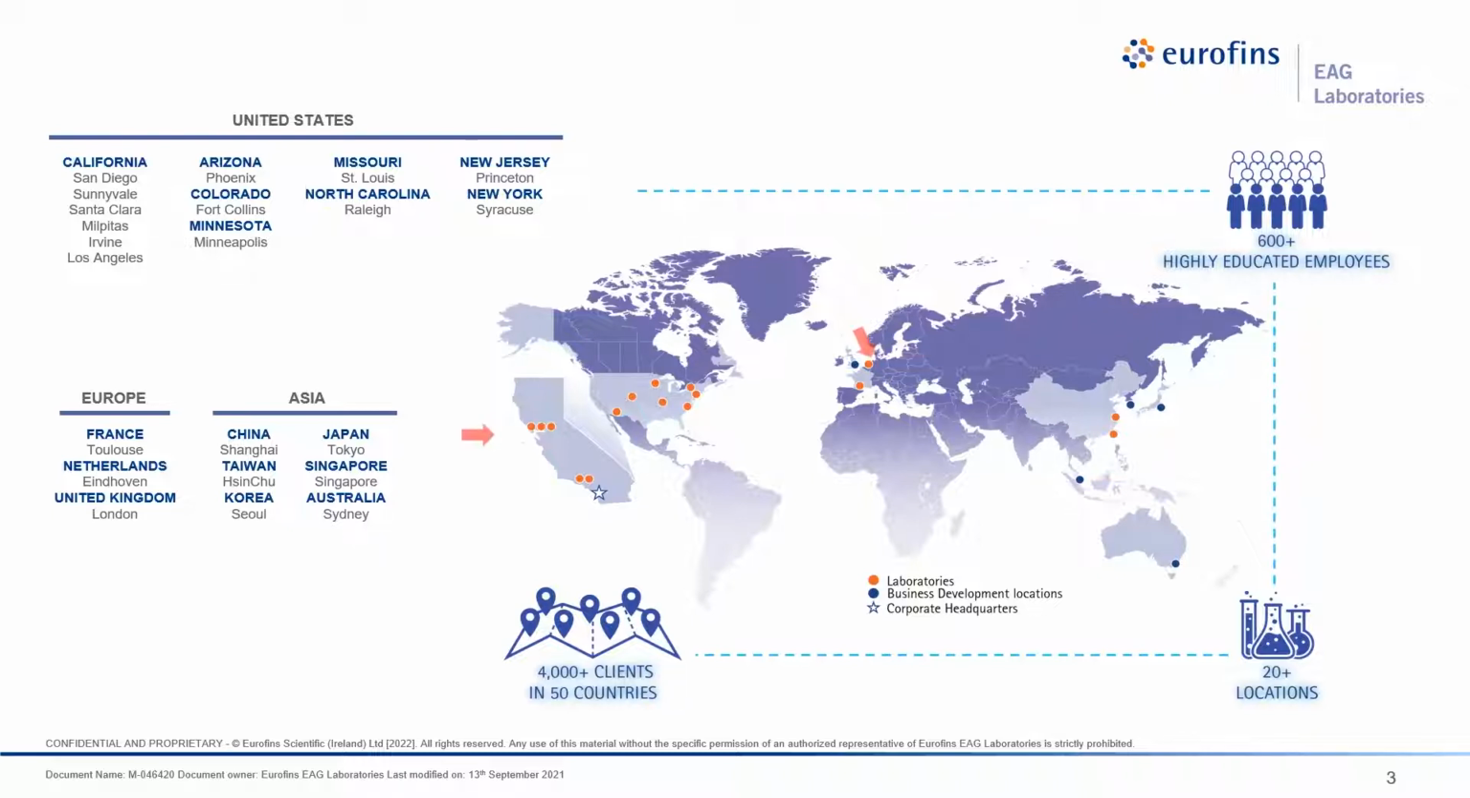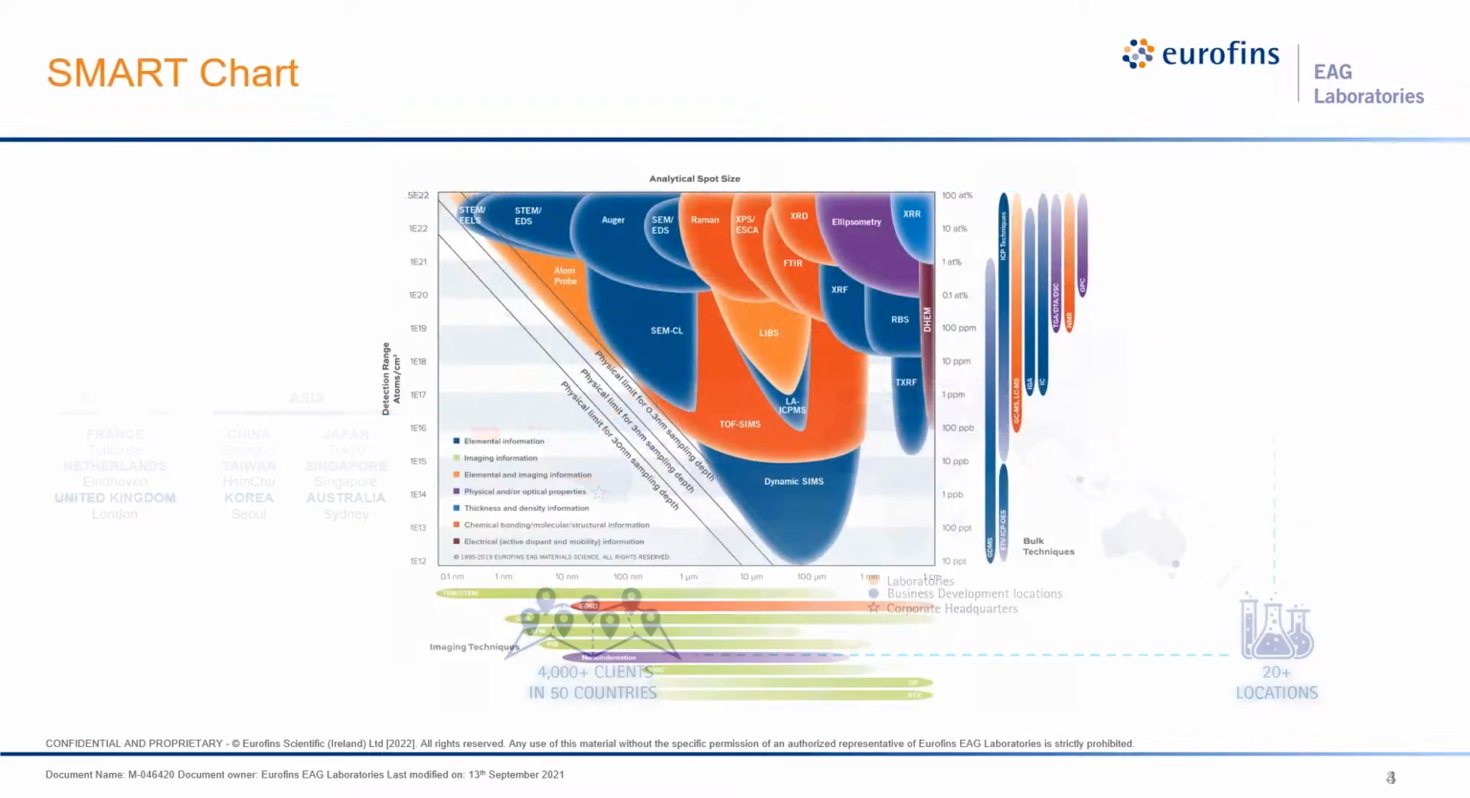We have several different laboratories, of course. The majority of them are in North America. However, we do have a few laboratories in Asia and Europe. As of now, all EAG laboratories around the world are currently open to serve our clients at this difficult time.